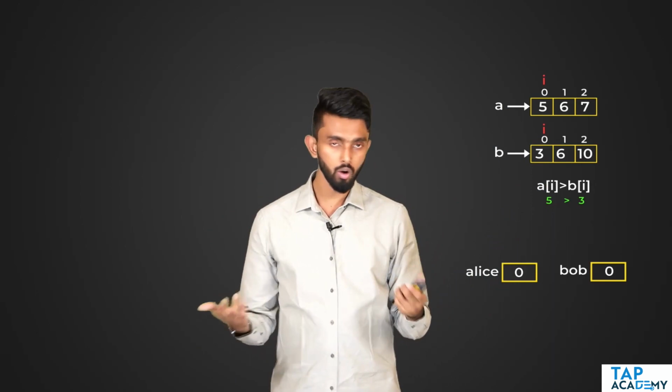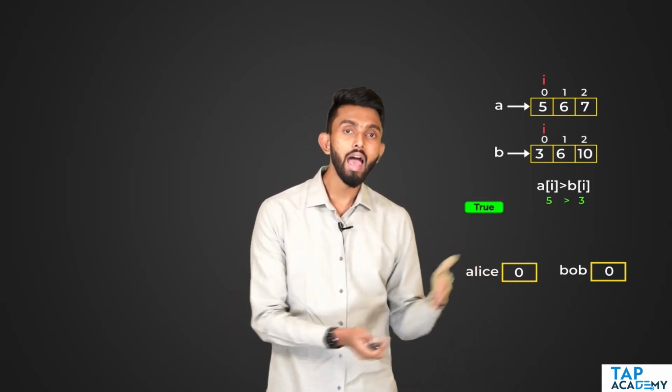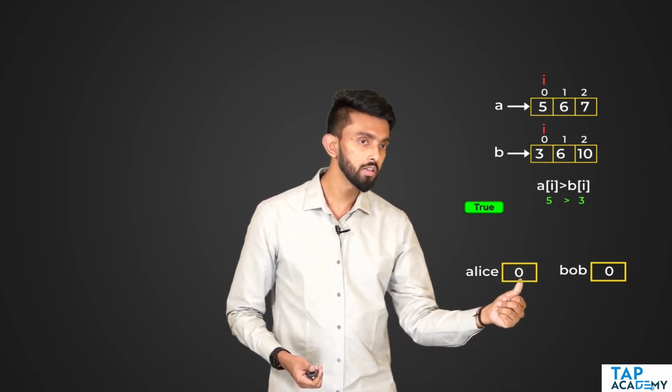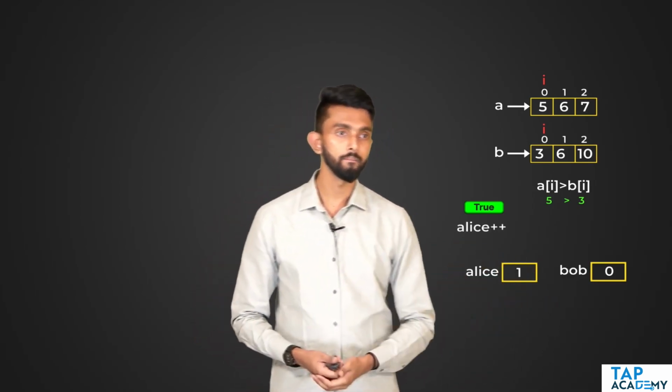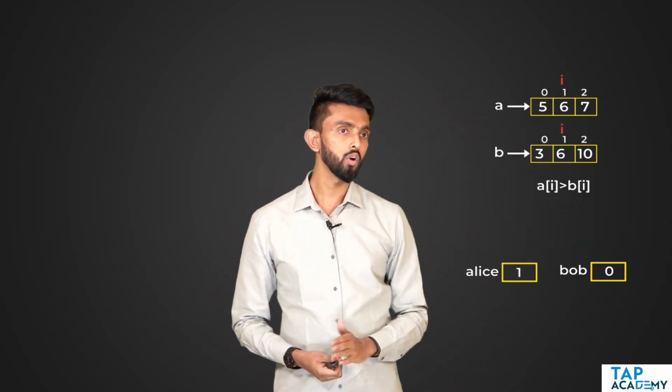Let's compare. 5 is greater than 3, obviously the condition is true. If the condition is true, award a point to Alice. Alice plus plus, its value will increase by 1. Any confusion? Then of course move the value of I. So see, I moves forward.